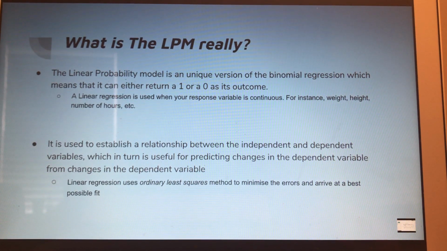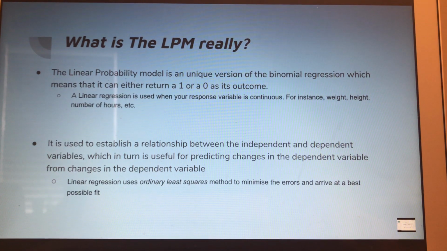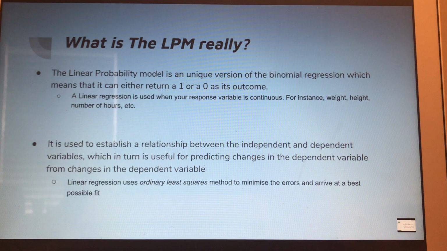So we use the ordinary least squares method to minimize the errors of the zeros and ones and find a line of best fit based on the number of ones and zeros that we return in our model.